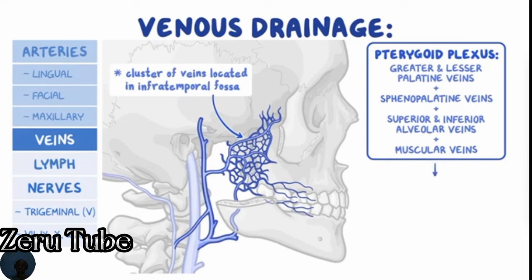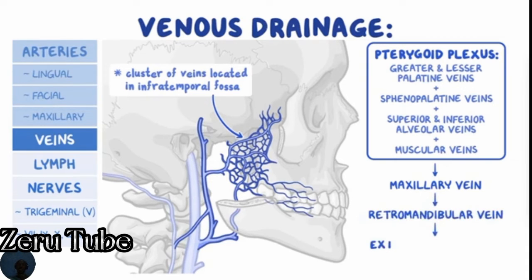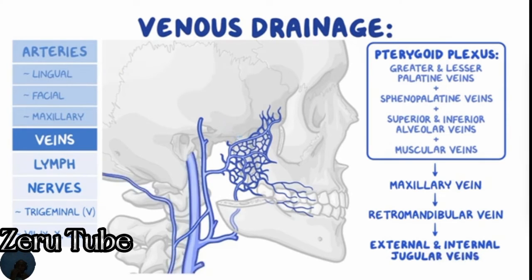Finally, the pterygoid plexus drains blood to the maxillary vein. The maxillary vein drains blood to the retromandibular vein. The retromandibular vein finally drains the blood to the external and internal jugular veins. This is the way the venous drainage of the oral cavity happens.